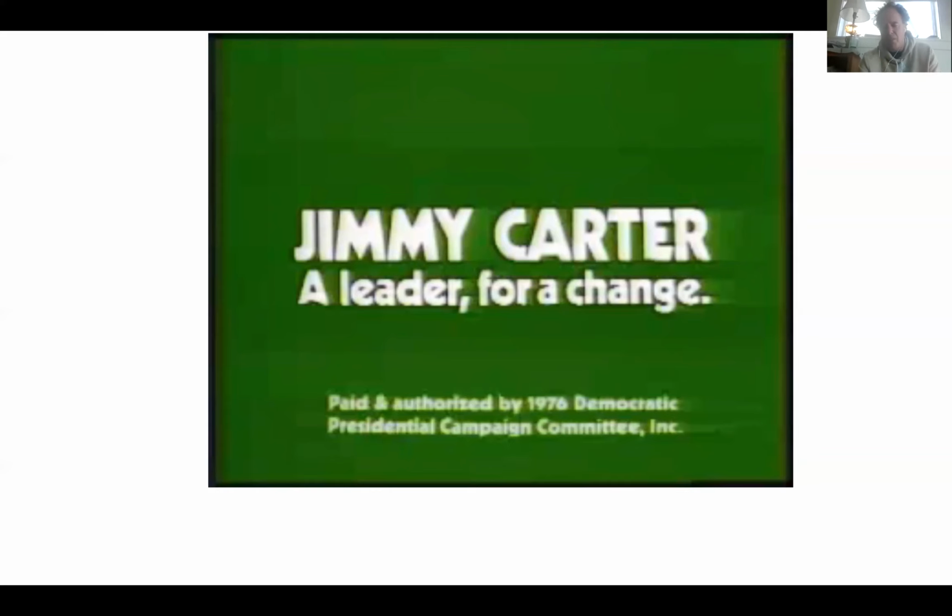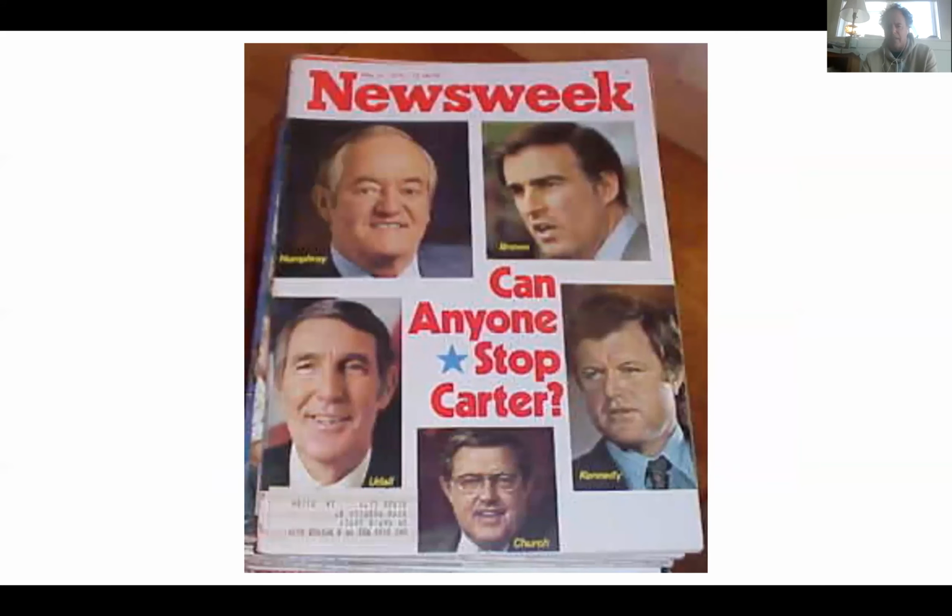But he sweeps to the early lead in the primaries, and his other challengers wait too long to get in. Humphrey is considering the idea of jumping in, but Humphrey, it turns out, has a terminal illness and will pass away in 1978. Carter very narrowly defeats this interesting congressman from Arizona named Mo Udall in the New Hampshire and Wisconsin primaries. If Udall had won those primaries, Udall probably would have been president.